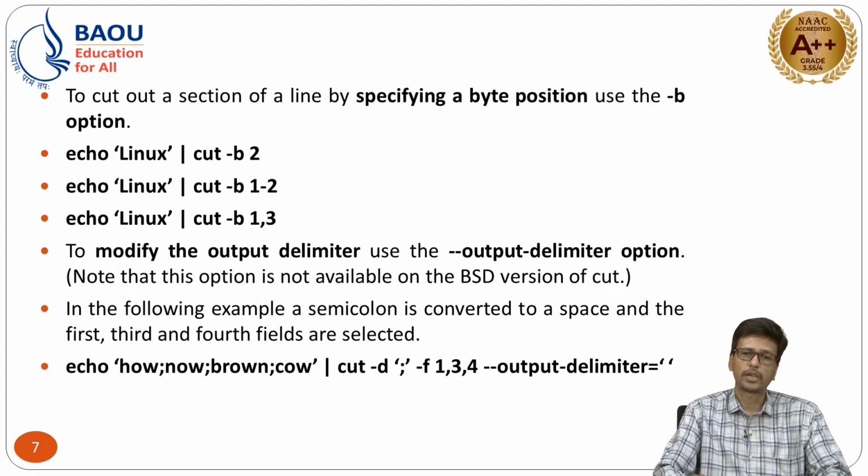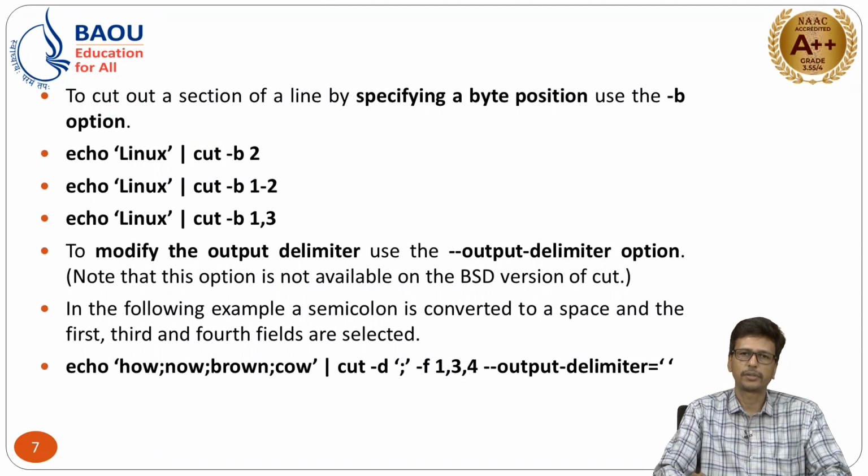But what happened here, the delimiter is a semicolon, and you have to change it. So you can write at the end of the command double hyphen and then output-delimiter equals space. That means whatever delimiter you require, you have to mention at the end, right. So in this example, echo how, now, brown and cow, these 4 strings are all separated by a semicolon, but you are not requiring to print that semicolon. In that case, you can separate those with the help of your own delimiter, right.